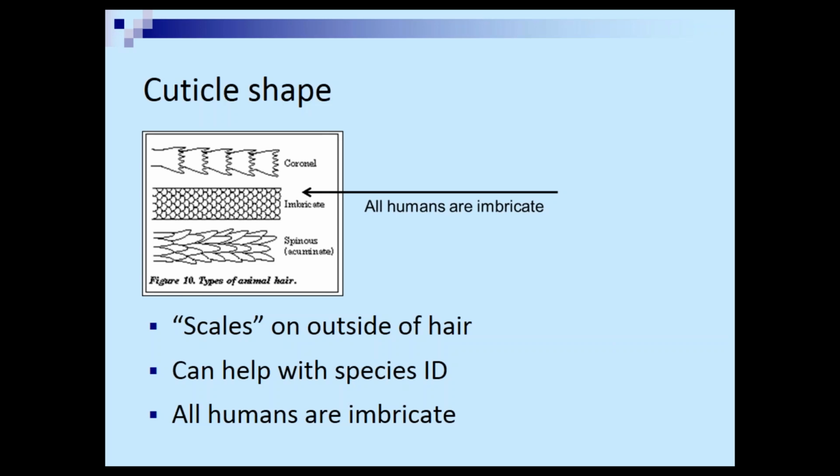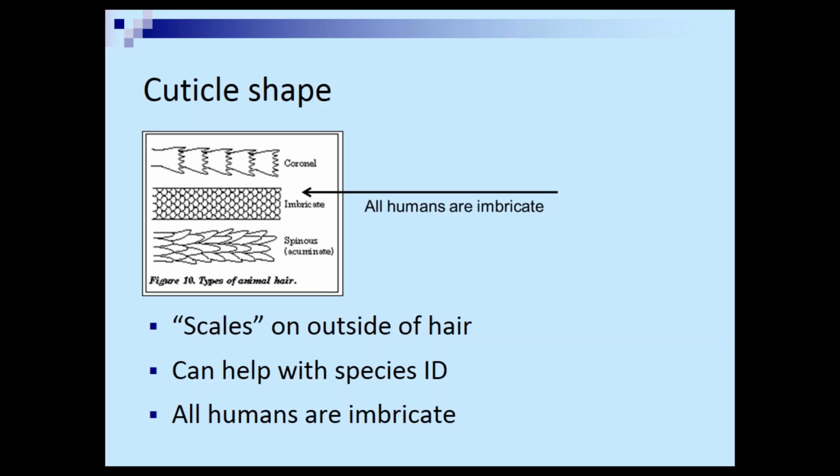All right, the coronal, the spinous, there are some other cuticle shapes, the scales on the outside, that may indicate whether it's a rodent or a cat, or, well, I think cats are sometimes imbricate as well. But the cuticle shape may give the forensic scientist an idea of what species of hair it is. So if you are collecting a bunch of hair from the trunk of the suspect's car and you're trying to weed out what's human hair, because you're trying to find a match to a human victim, and what's animal hair, you may be able to do this with the cuticle.